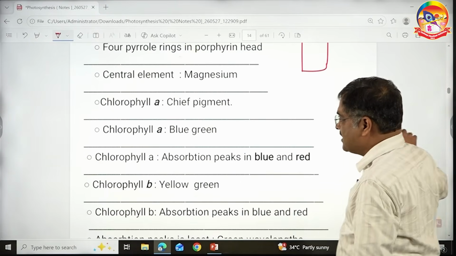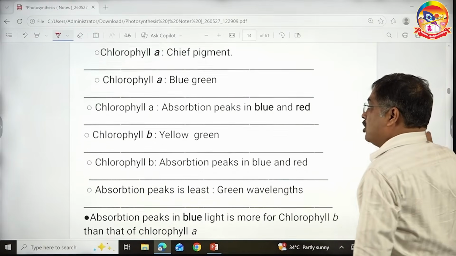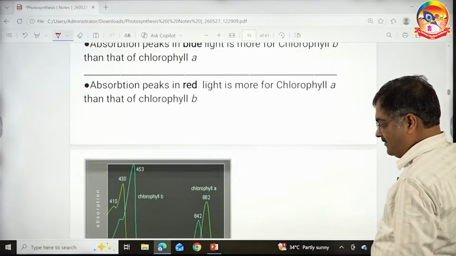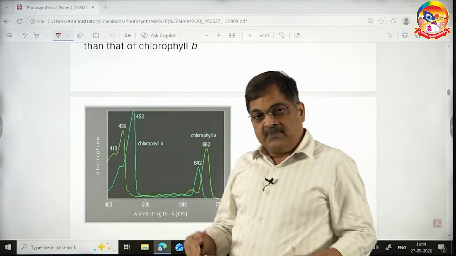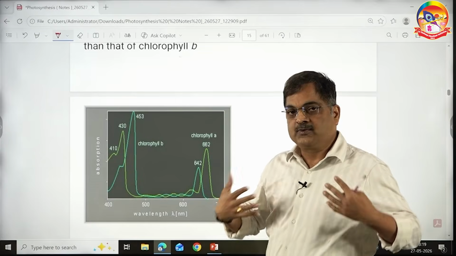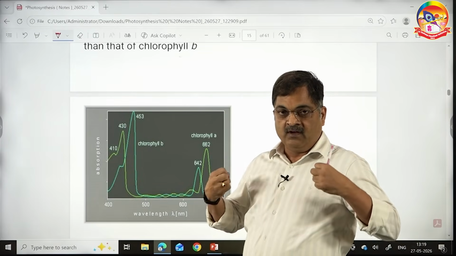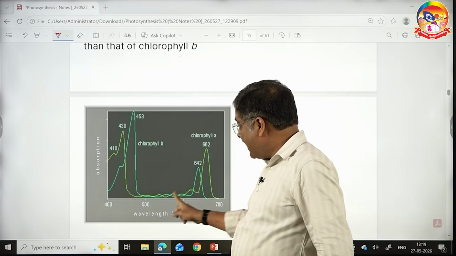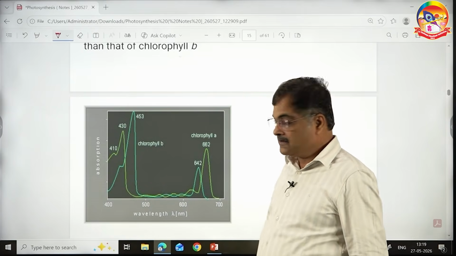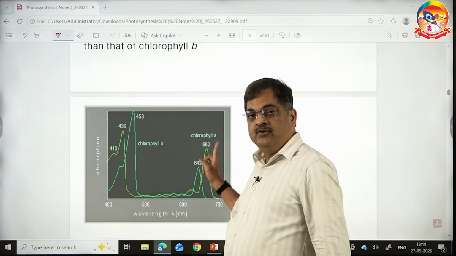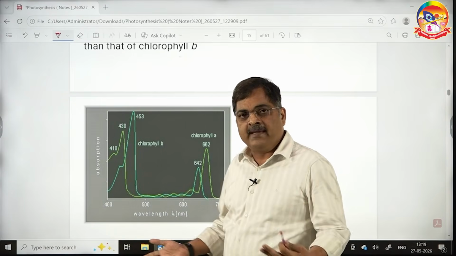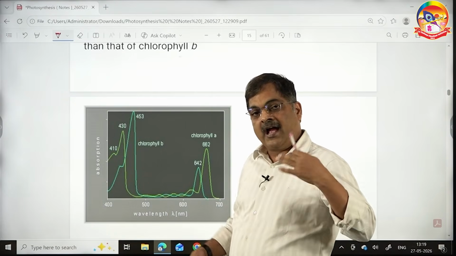Chlorophyll A is the chief pigment. All right. Chlorophyll A has absorption peaks in blue and red. Look here. This is called the absorption spectrum. Observe here. In blue light and red light, chlorophyll A is absorbing a large amount of wavelengths in blue and red. And in other wavelengths, you could see the absorption is very less. Blue and red, absorption is more. What about chlorophyll B? Same. Blue and red, absorption is more.